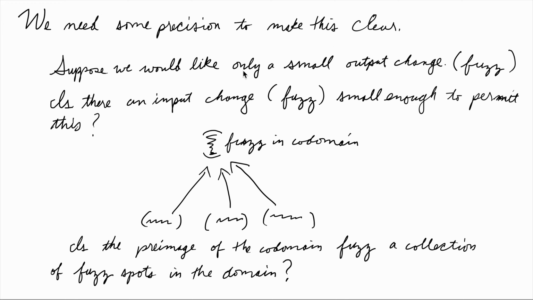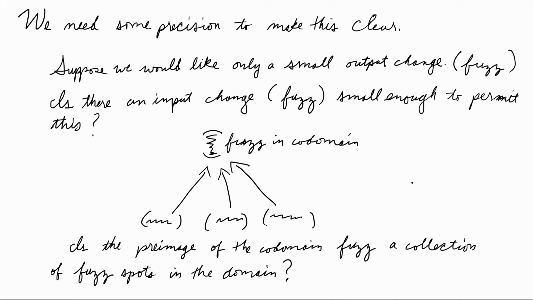Suppose we'd like only a small output change. I'm going to call that fuzz, some fuzziness. In fact, we're not just going to think of it as possible outputs, but in the target marketplace of outputs, the codomain. So we're going to take some fuzz about a point, just up and down just a little bit, and we want to know, is there an input change, and in fact maybe even fuzz around a particular point, that's small enough to permit only a small change in the output.